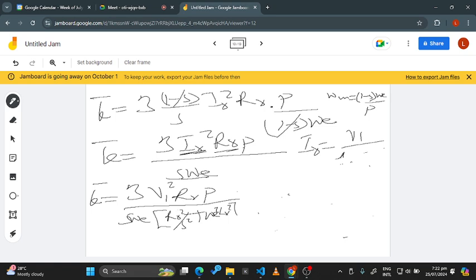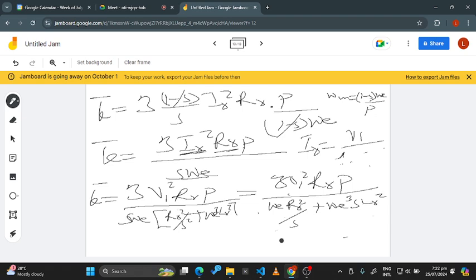So then this should be equal, if I expand this, to 3 V1 squared RR times P, all divided by what? If I expand this, I'm going to get omega e RR squared divided by s, right? Plus omega e to the power 3 times s times LR, whole squared, right?